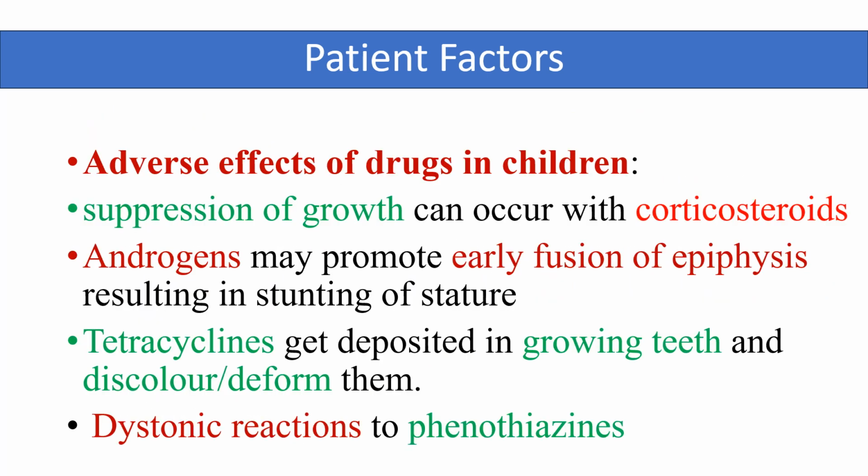Adverse effects of drugs in children: suppression of growth can occur due to corticosteroids. Androgens may promote early fusion of the epiphysis, resulting in stunting of stature. Tetracycline gets deposited in growing teeth and causes discoloration. And dystonic reactions occur due to phenothiazines.